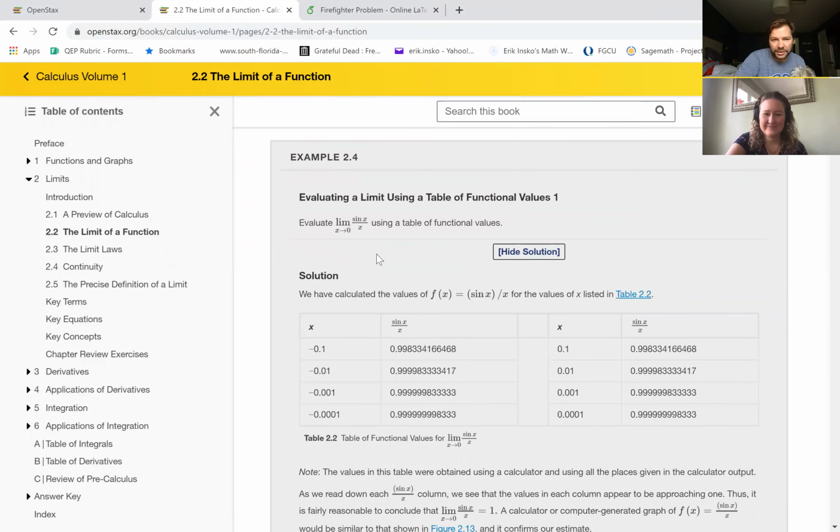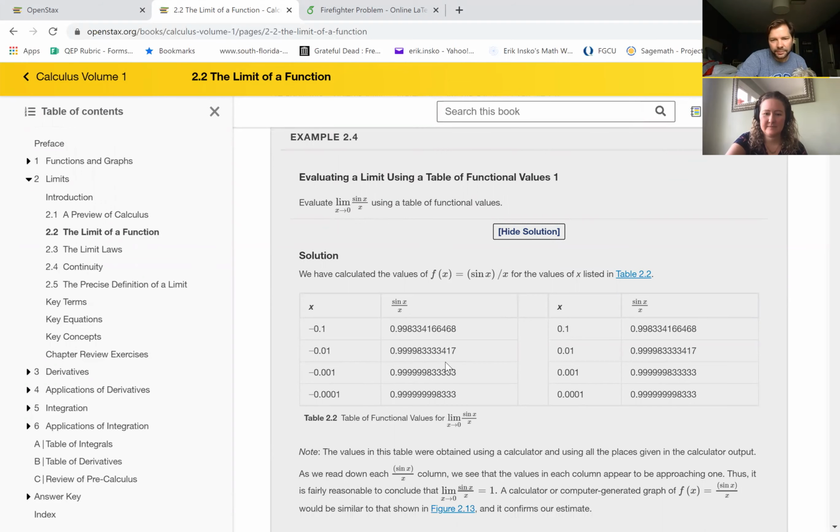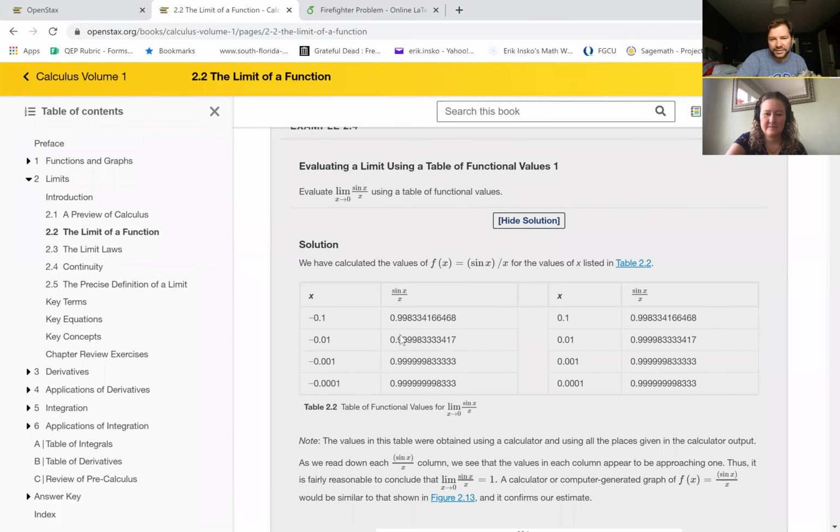So it's important that to find limits, you need to check points to the left and right of the value that you care about. So we're going to plug in values that get really close to 0 from the left-hand side, which would be negative values, and then values that are getting close to 0 on the right-hand side. In the book, they've already done this, plugging these values into a calculator. You can see that these values are getting closer and closer to what value, Katie?